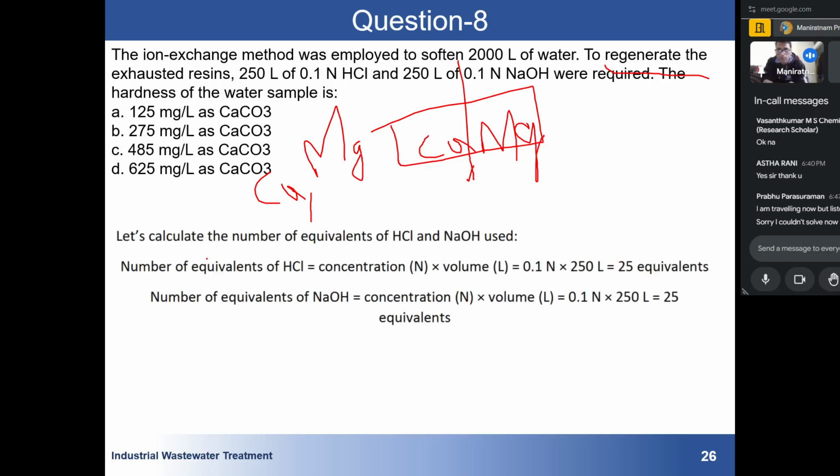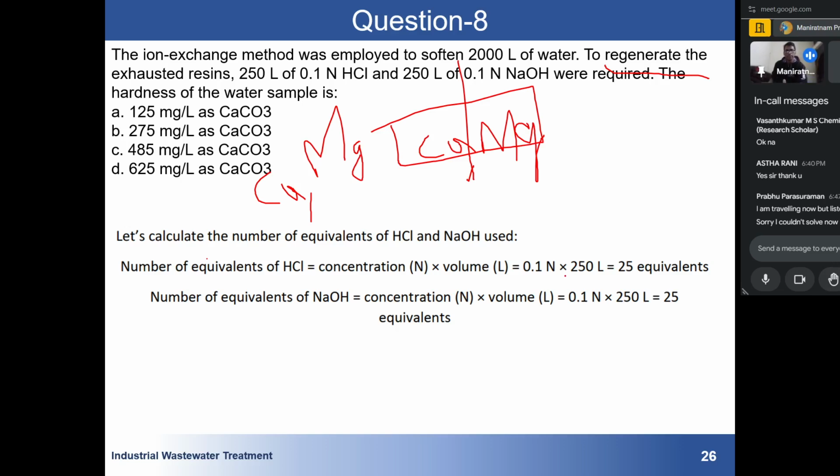Okay, I will proceed with the solution. First we have to calculate the equivalent of HCl and NaOH used. The equivalent is normality into volume, and here it is 0.1 times 250 liter, so 25 equivalent of NaOH was used. Similarly, the equivalent of HCl used is also calculated.